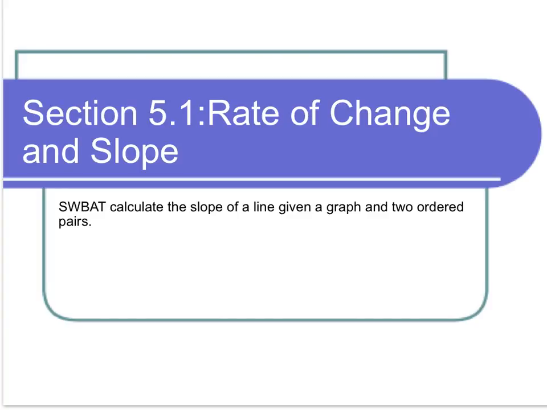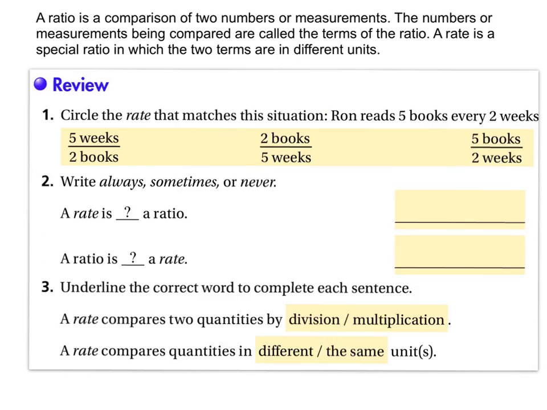Here we are at Algebra 1, Chapter 5, Section 1, Rate of Change and Slope. We need to do a quick review of ratio and rate. A ratio is a comparison of two numbers or measurements. So a ratio is a comparison. The numbers or measurements being compared are called the terms of the ratio.